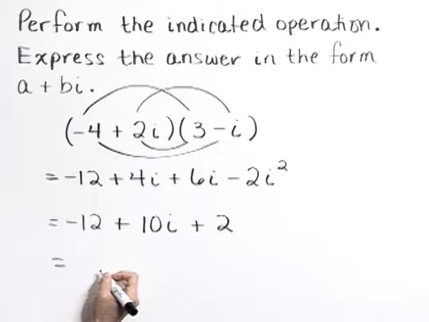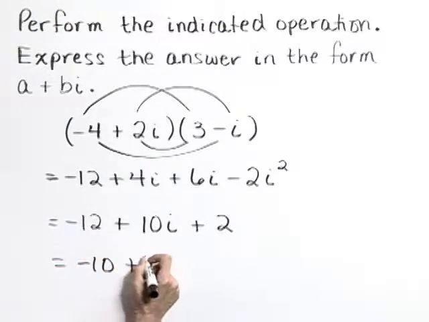Combining like terms then, we get a negative 10 plus 10i, and this is written in the form a plus bi, so it's in simplest form, the correct answer, negative 10 plus 10i.